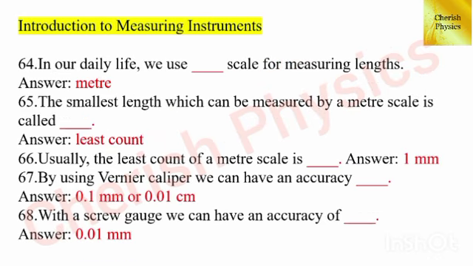In our daily life, we use meter scale for measuring length. The smallest length which can be measured by a meter scale is least count. Usually, the least count of a meter scale is 1 millimeter. By using vernier caliper, we can have an accuracy of 0.1 millimeter or 0.01 centimeter. With a screw gauge, we can have an accuracy of 0.01 millimeter.